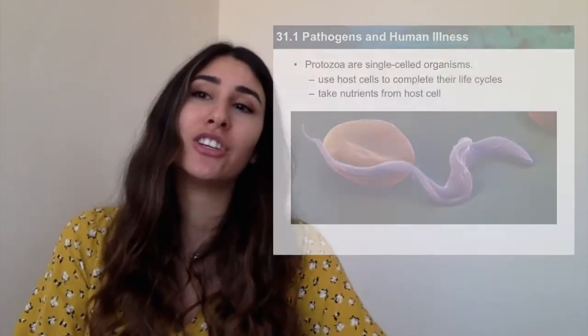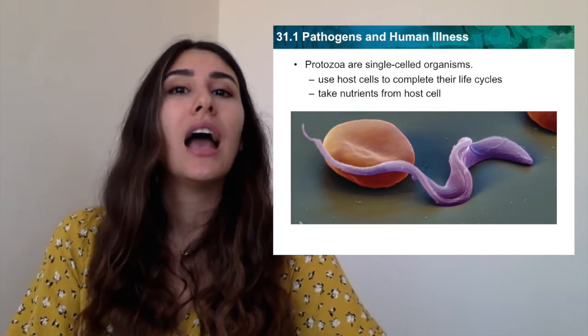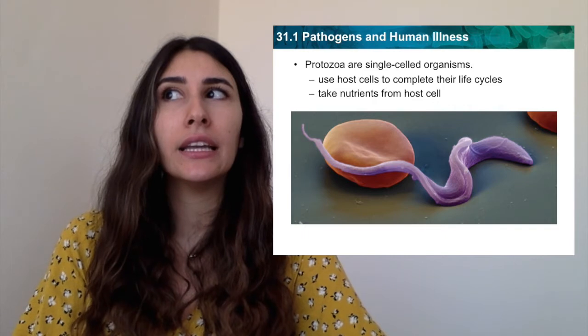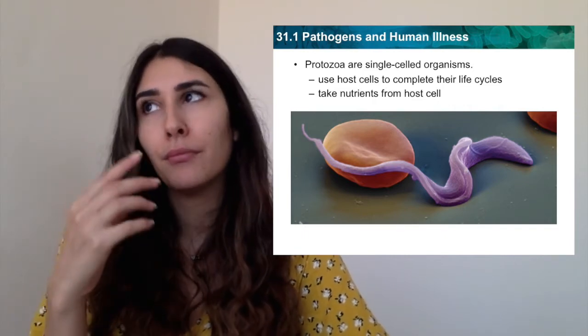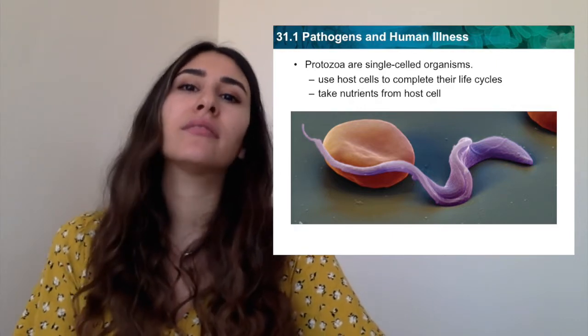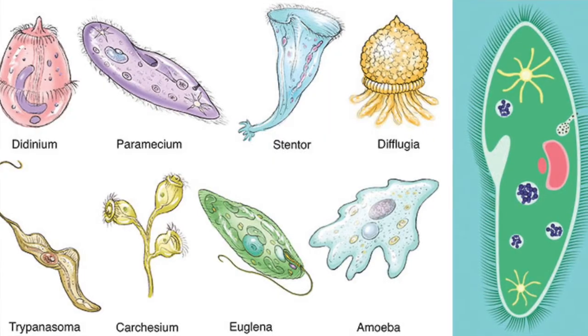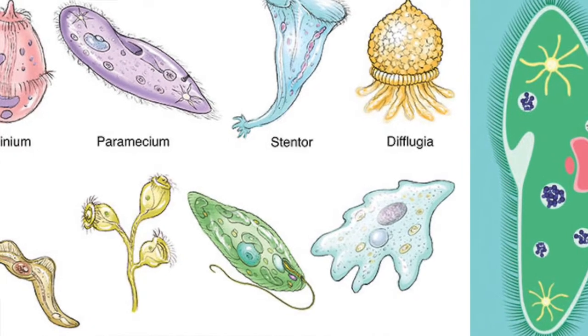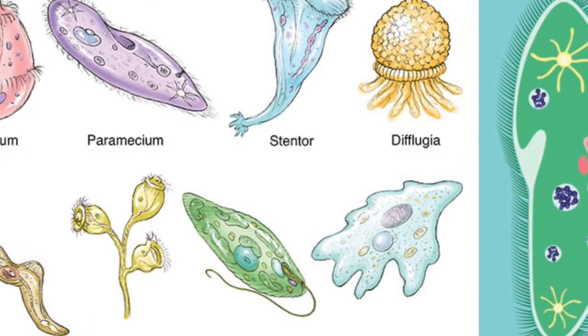Another type of pathogen I want to talk about is a protozoa. And protozoa are single-celled organisms. We find these mostly in bodies of water, so places like lakes or ponds or swamps. And they work the same way as fungi. They hijack a host cell and then they take the nutrients from the host cell. And they need the host cell in order for them to complete their life cycles, meaning that in order for them to kind of reproduce and grow and develop and complete their life cycle, they need a host cell to do that.